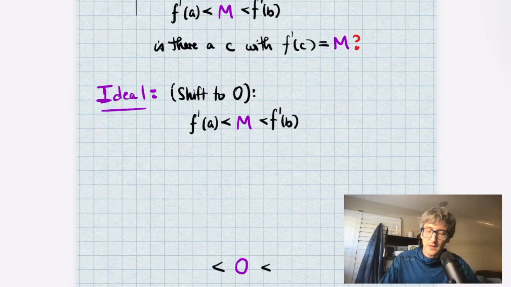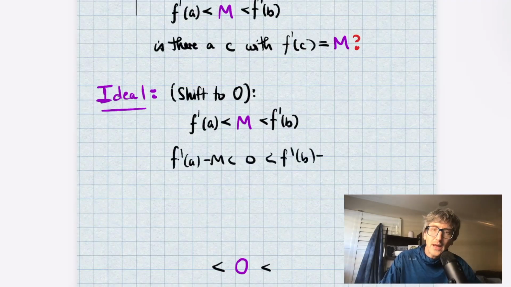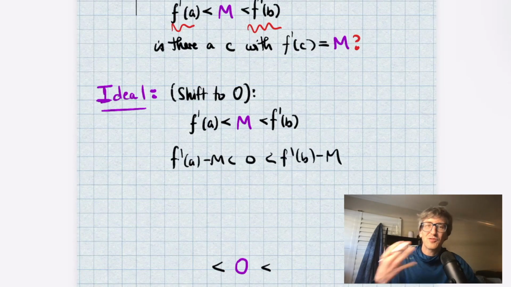Now, the first thing you might think to do is just to subtract m from all the sides, and that would definitely give you a 0 in the middle. And that's a great start. But to really apply what we have in our statement, we have the derivative of something and the derivative of the same thing but evaluated at a different point. So we really kind of want one function there.